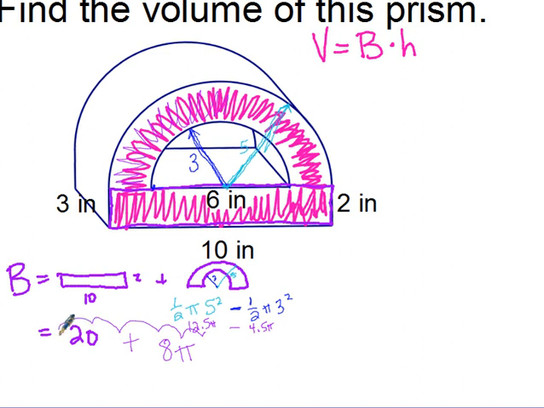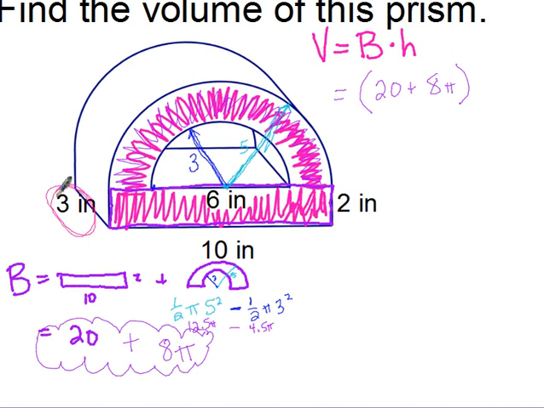And this sum is the area of your base. All this front, this rectangle plus this half washer, gives us 20 plus 8 pi square inches of area. So back over to our volume. That's the area of your base, 20 plus 8 pi. And we're going to multiply that by the height of your prism, which is this thing right here, times 3.